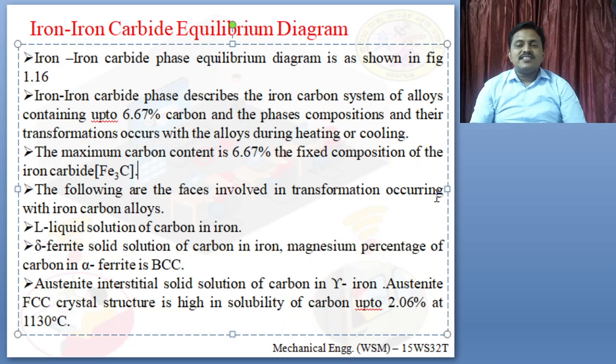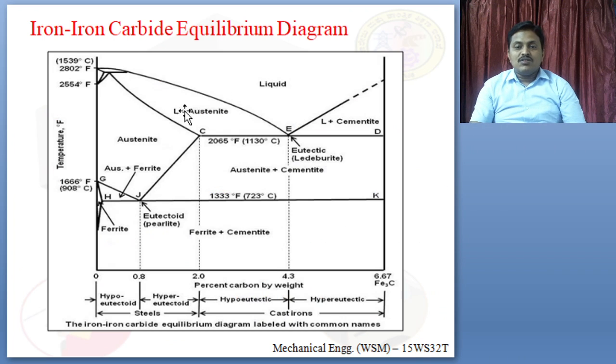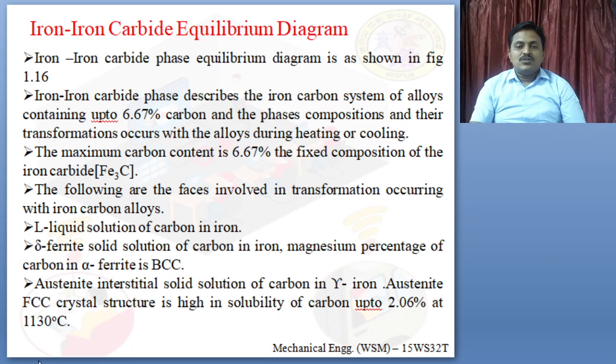The following are the phases involved in transformation with iron carbon alloy. What are those phases? L. What is L? L indicates a liquid solution of carbon in iron. You saw what austenite and cementite are. In this phase, you can see there is something called austenite, and this is cementite. So these are the liquid phases. L stands for liquid. What is delta? Delta means a solid solution of carbon in iron.